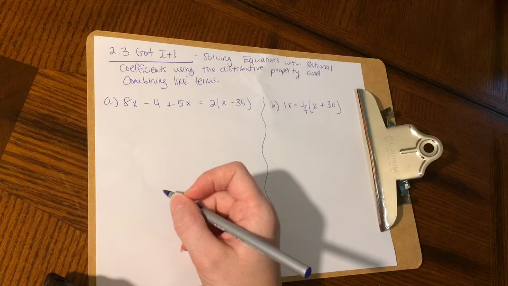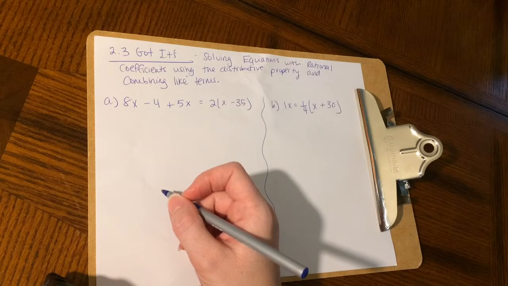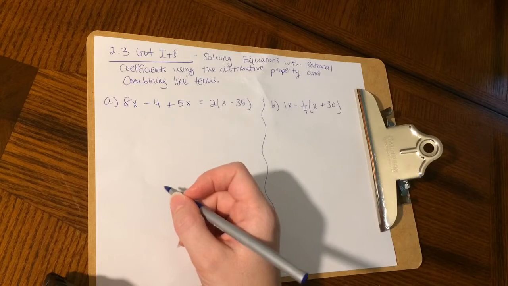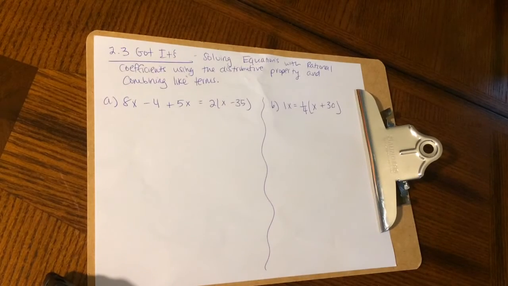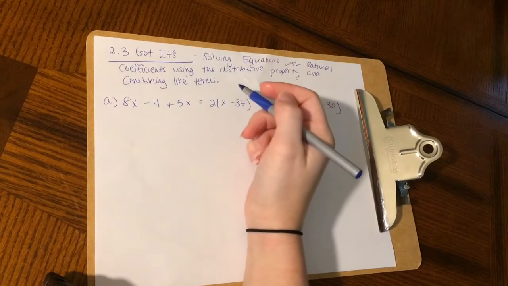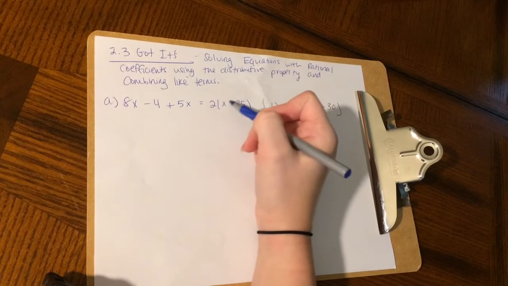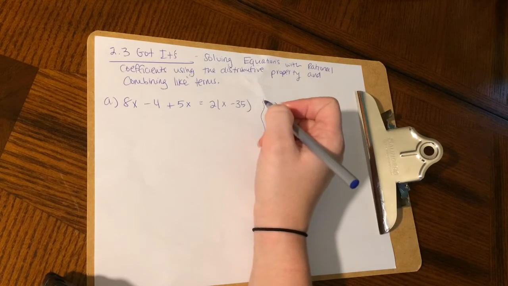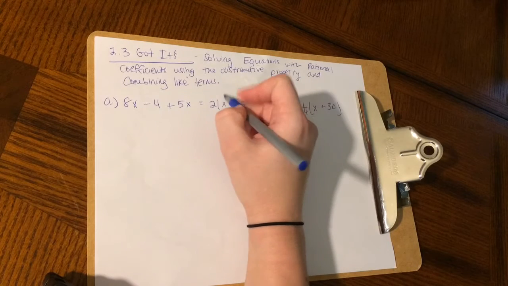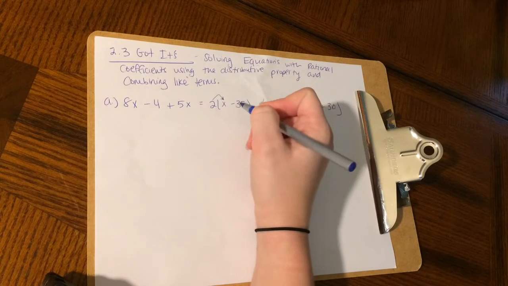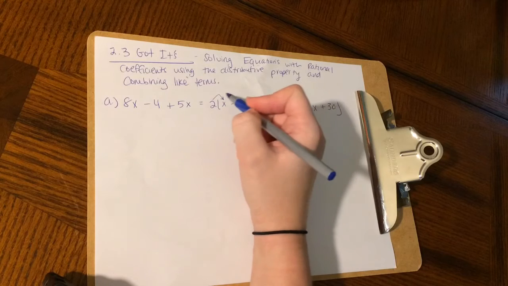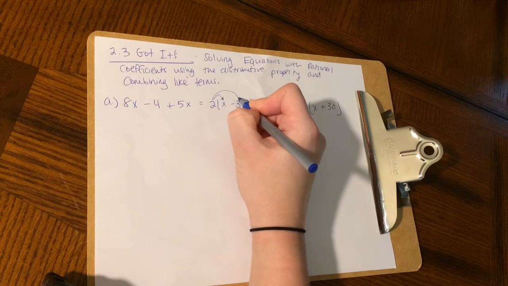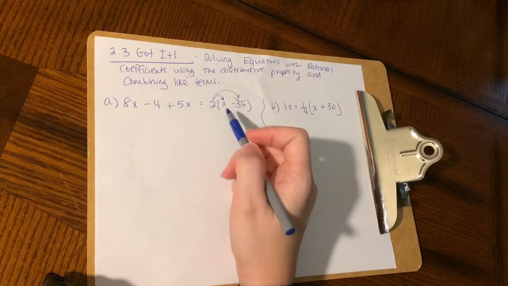The first thing you want to do is use the distributive property where you can. Remember, the distributive property you can use when you see parentheses. So this 2 needs to be multiplied by everything inside the parentheses. So let me distribute the 2 to the x and the 2 multiplied by the negative 35.